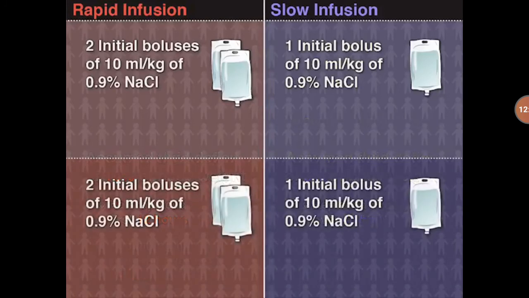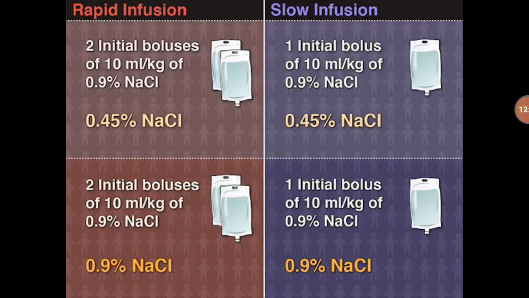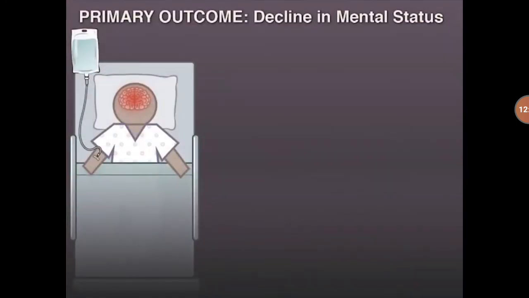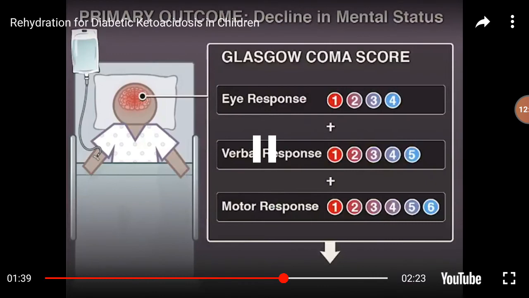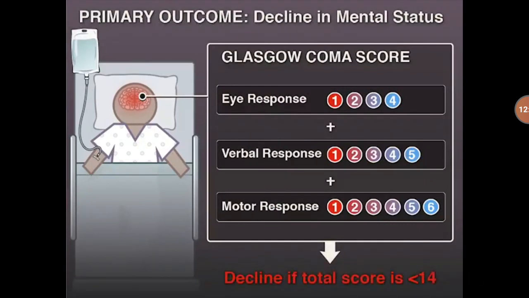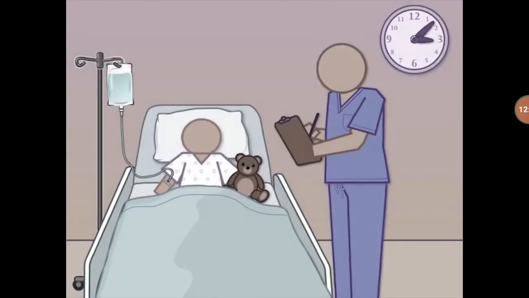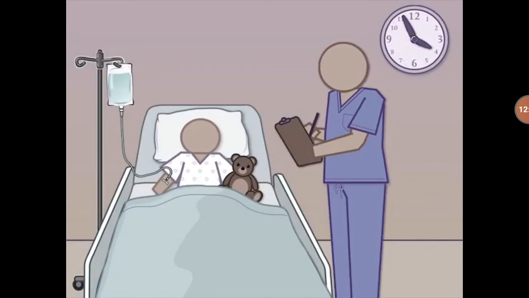Within each infusion group, children were assigned to either 0.45% or 0.9% sodium chloride solution for replacement after the initial fluid boluses. All other treatments for diabetic ketoacidosis were identical. The primary outcome was a decline in mental status, as defined by a Glasgow Coma Scale score of less than 14. Scores were obtained hourly for 24 hours or until the resolution of diabetic ketoacidosis.